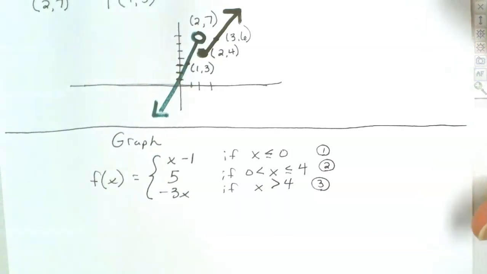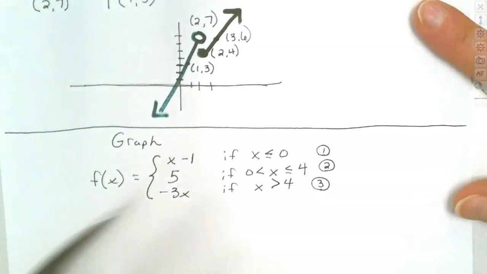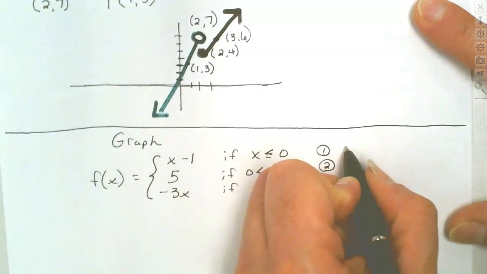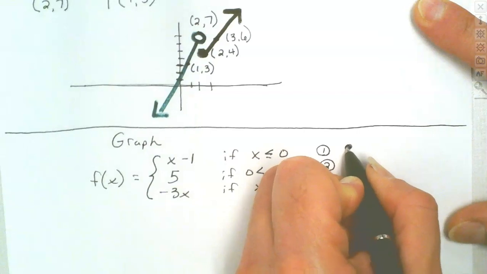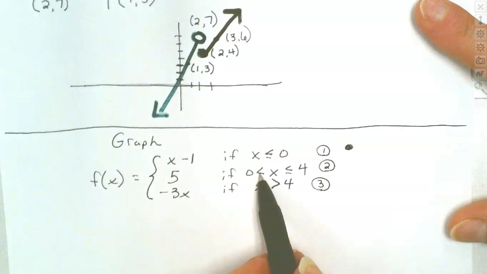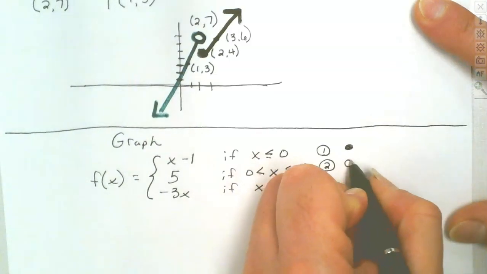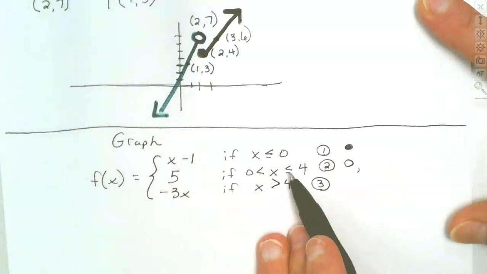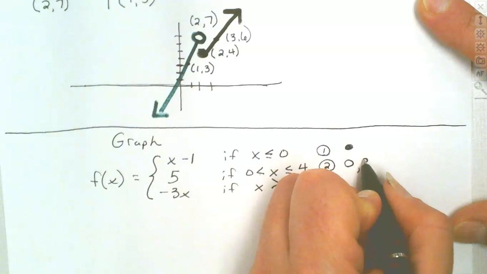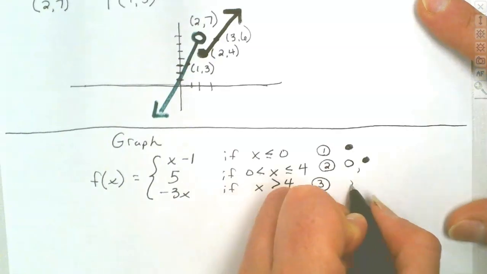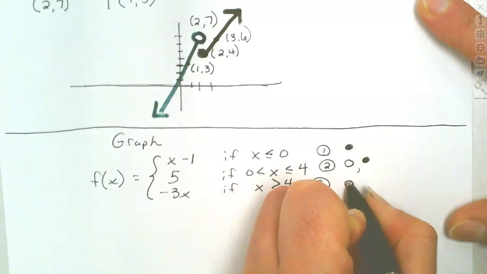Identify what gets an open circle and what gets a closed circle. Row 1 is less than 0, less than or equal to 0. So if it's less than or equal to, it gets a closed circle. Row 2, the left part has no equal bar, so it gets an open circle. However, that 4 is less than or equal to 4, so that side's going to get the closed circle. And then the last one, greater than 4, that means we have an open circle.